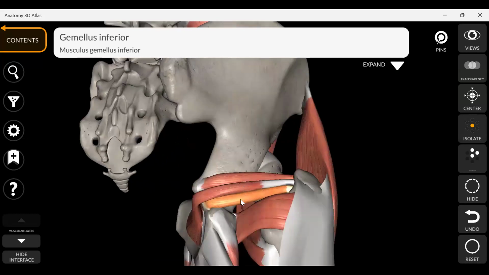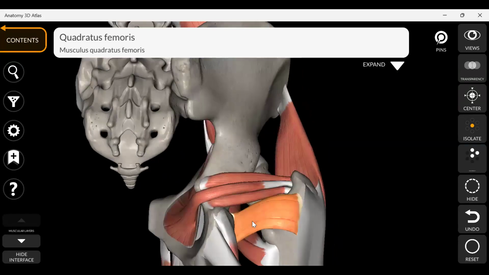So these three are the other deep muscles, and this is the quadratus femoris. This muscle is very important to identify the sciatic nerve, because the sciatic nerve moves over this muscle, and to block the sciatic nerve we take this muscle as a guide. That is the quadratus femoris.